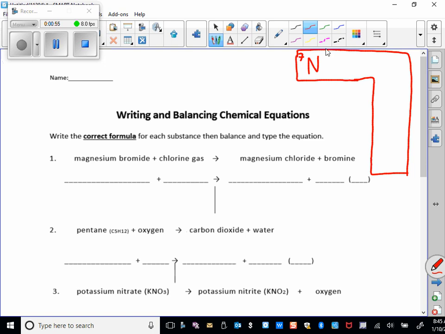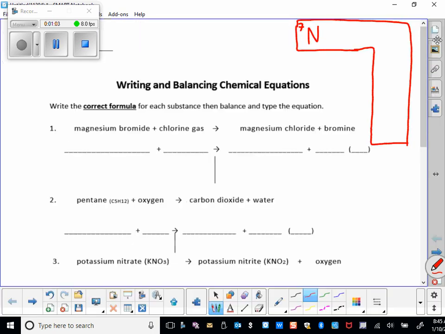This is nitrogen, oxygen, okay? Then comes fluorine, chlorine, bromine, iodine. What did I say they were? They were, this is important, diatomic elements.